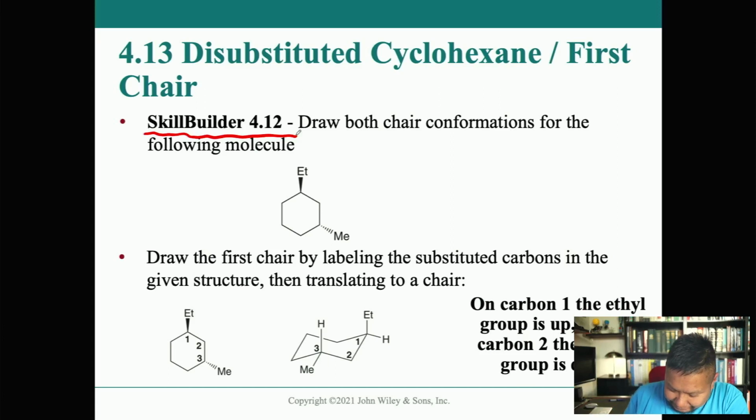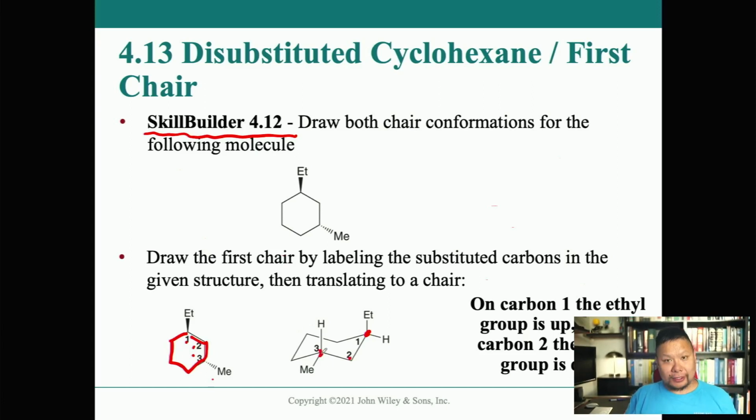Okay. So let's just read the instructions, right? It says first draw the chair by labeling the substituted carbons on the given structure, and then translating it into the chair, right? So we have here the cyclohexane, and we number the carbons 1, 2, 3, right? So we know that the ethyl group is on the 1, and we know the methyl group is on the 3. Okay, we'll draw our chair now, and we have the methyl group here, and then we have the ethyl group there, and then 1 carbon, 2 carbon, 3 carbon, and then the methyl group there, right?